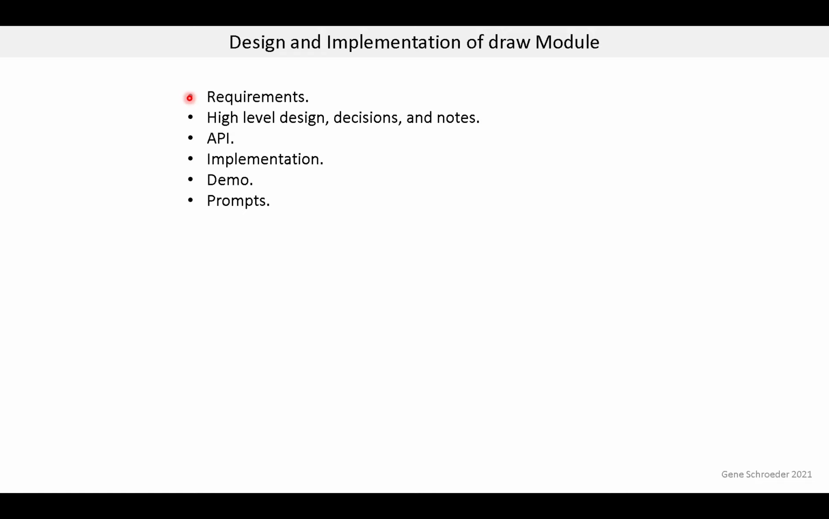We'll start with the requirements as we always do. We'll go through some design decisions and notes. We'll look at the API, which is in the header file. We'll look at the implementation, which is in the C file, and this is where we'll find kinematics and trajectory planning. Then I'll do a demo of the drawing machine working. We'll do motions in both joint and Cartesian space. And then finally, the prompts.